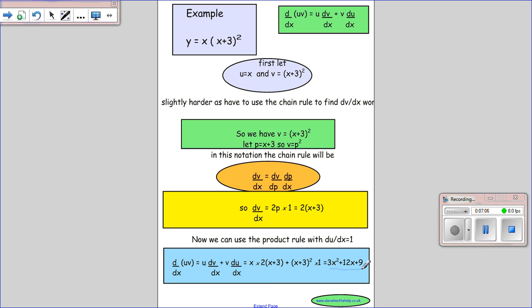So the key thing is just to go steady. Just remember what you're doing. So you've got the product rule, but then to differentiate, you had to use the chain rule. Anyway, I hope that's helpful.